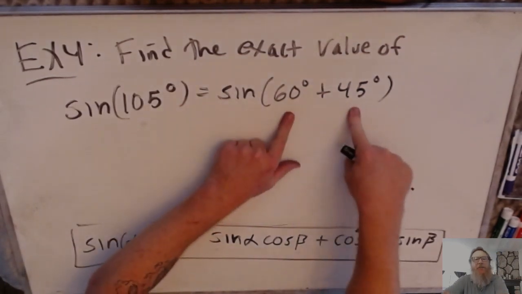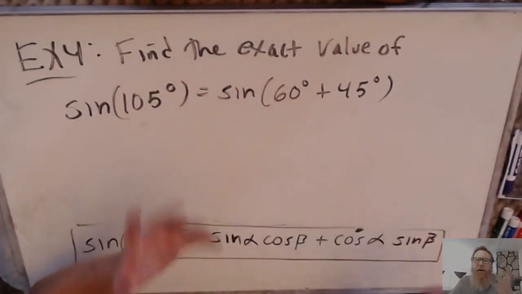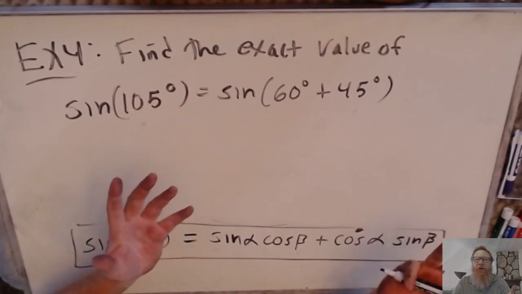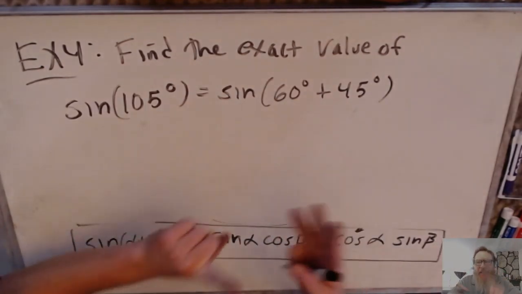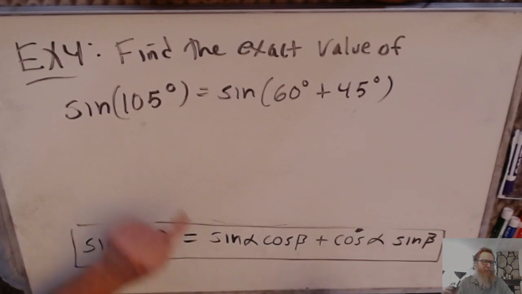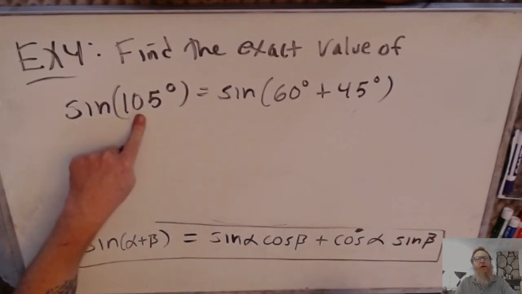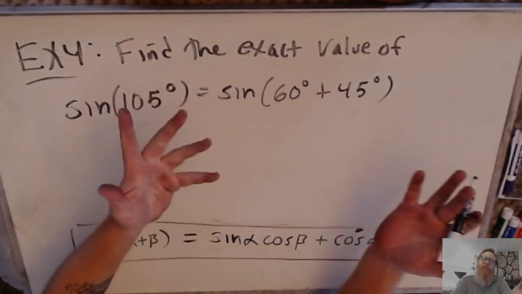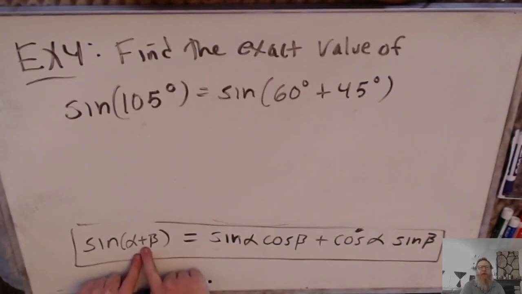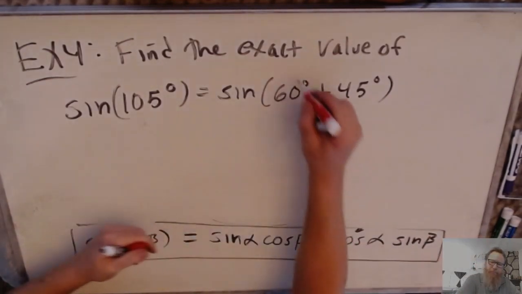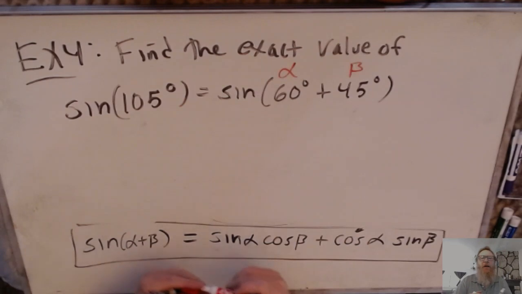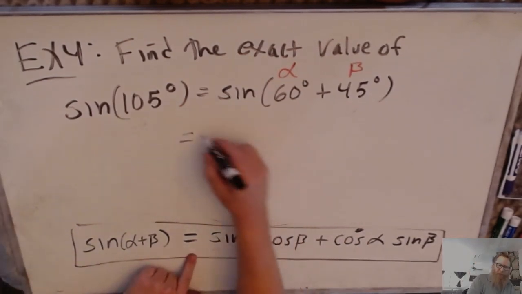Any two angles that you already know the trig functions for, those are typically 30s, 60s, 90s, 45s, things like that. And they have to add to be 105. So does that add to be 105? Good. Yep. So alpha plus beta. Here's our alpha, beta. Okay. So use this formula here.